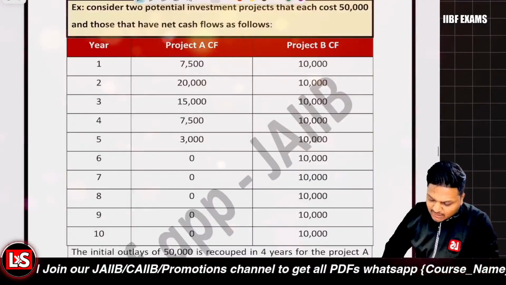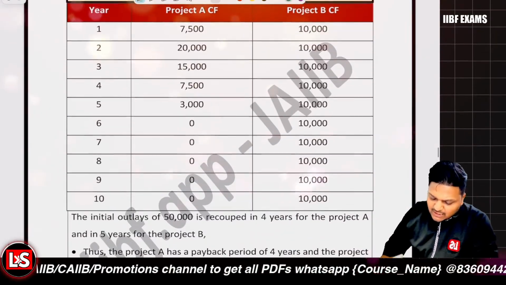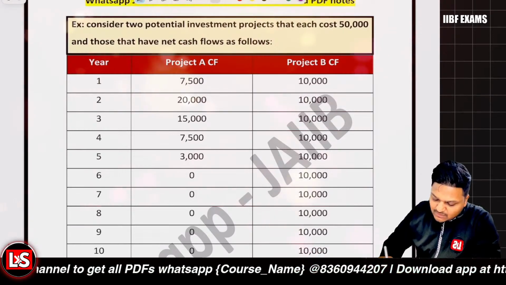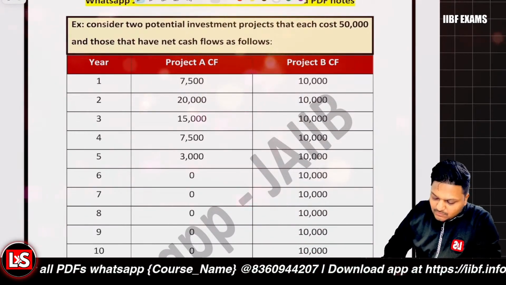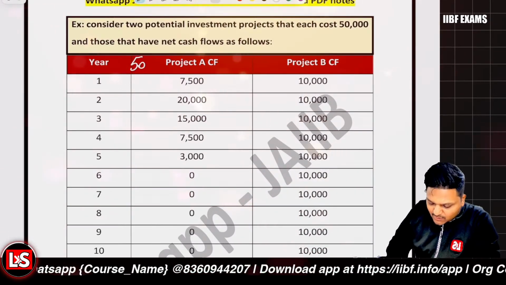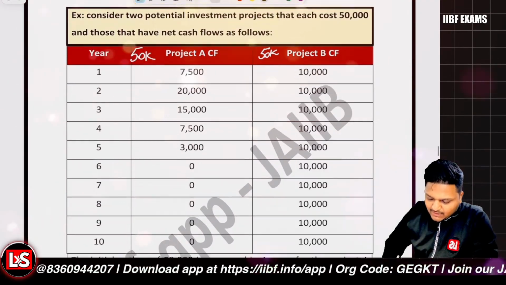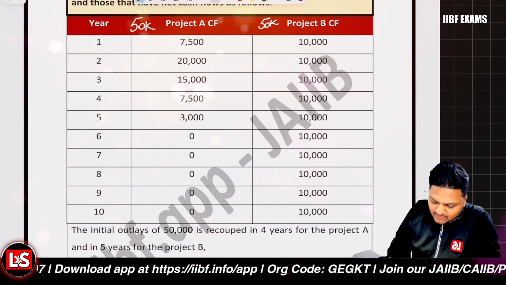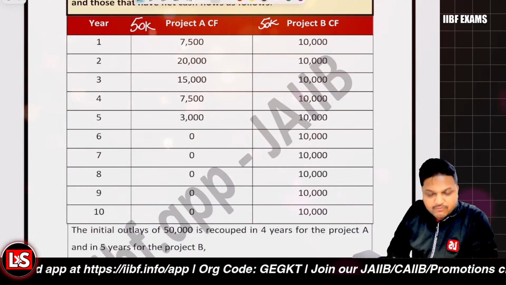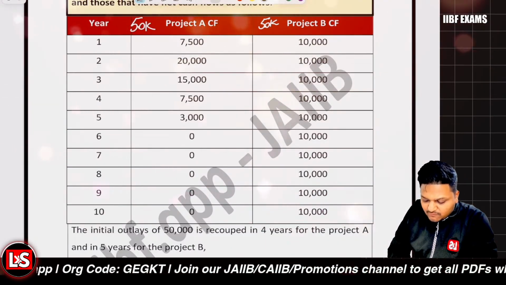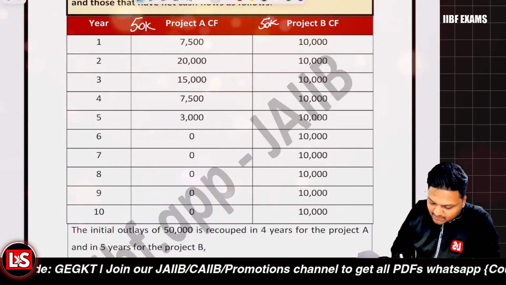Let's have a look at this particular table. In the case of project A, you have the cash flows. The total investment in both scenarios is 50,000 rupees, right? And here 7,500, 20,000, 15,000, meaning 35,000, 42,500, and further here is the payback period related to the first project.